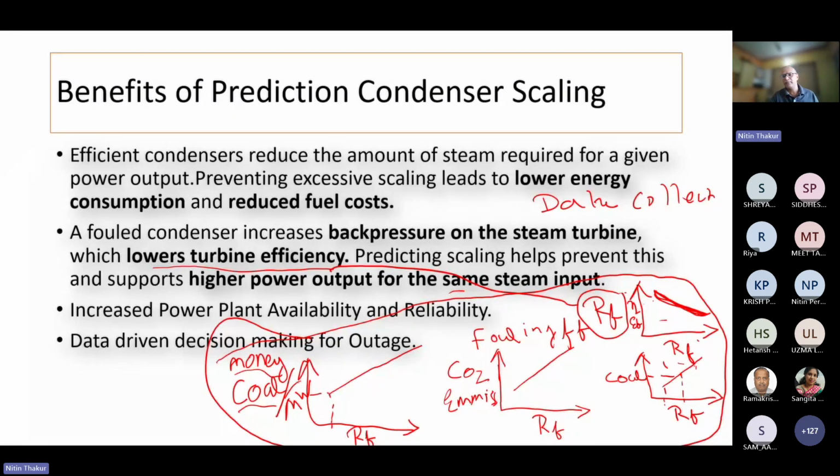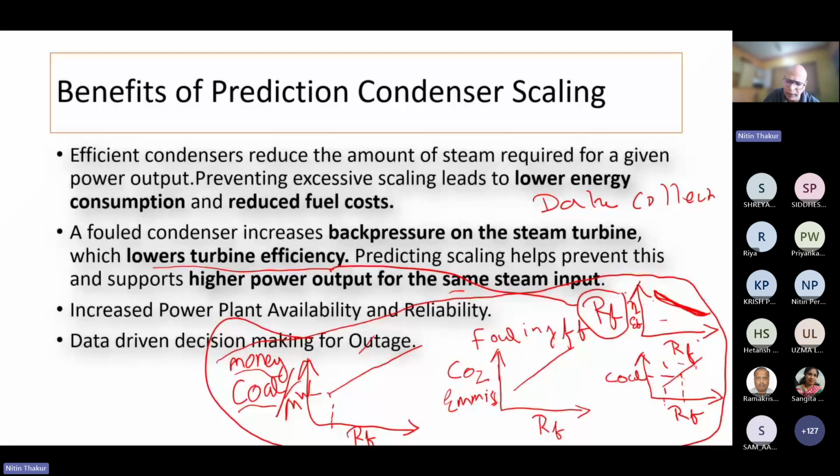I mean, if I have to just give you a number, we are talking, I mean, we'll see in the next slide, lakhs of rupees per hour. Just to give you a number, like 10 lakhs per hour of more coal that we have to burn if we are not monitoring the scaling in the condenser and just running the power plant for the sake of making electricity because we are asked to do that. So that is the magnitude that we are talking.